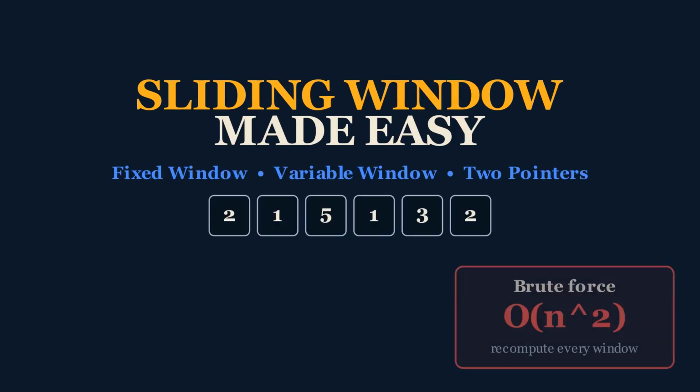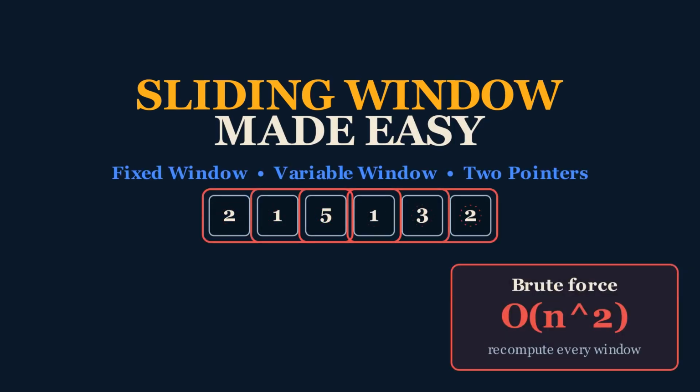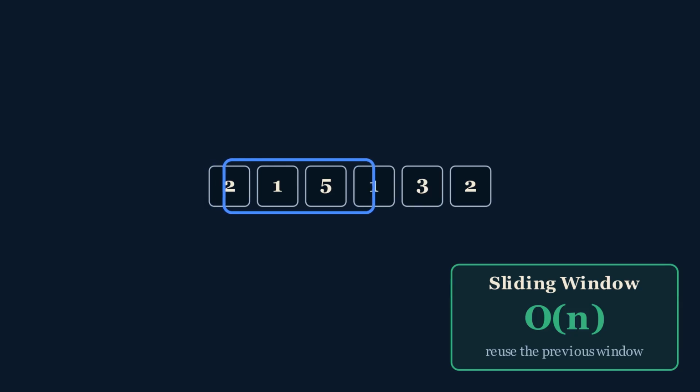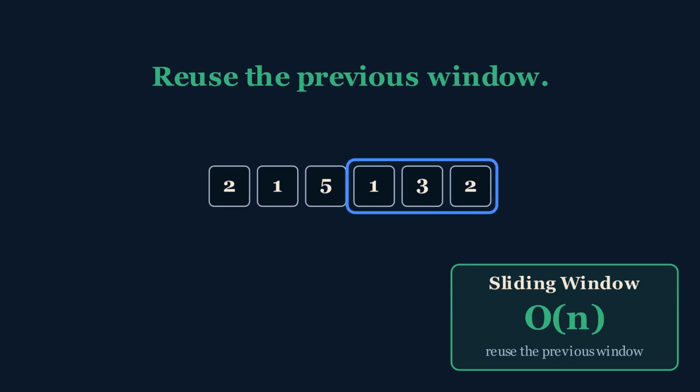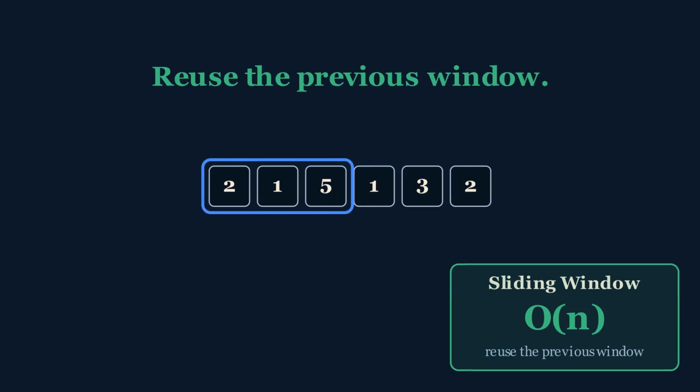Most beginners solve array problems by checking the same numbers again and again. It works, but it is slow. Watch what happens. Window after window, recalculating everything, the screen fills up with repeated work. Sliding window fixes this with one idea. Don't start over, reuse the previous window. That single trick turns a slow solution into a fast one. Let me show you exactly how.